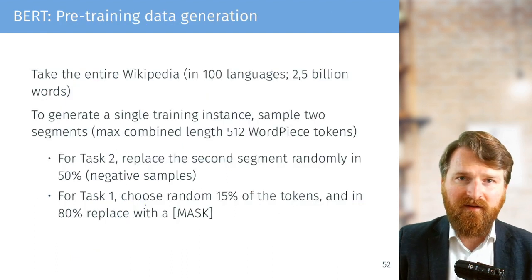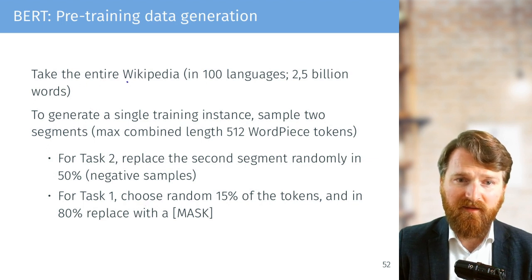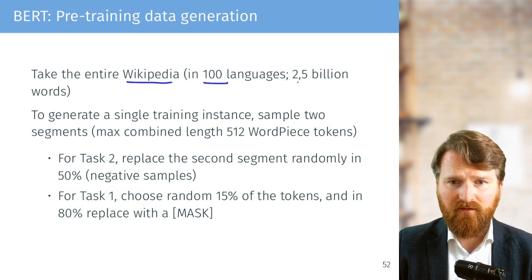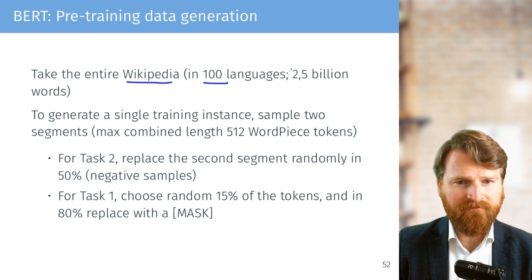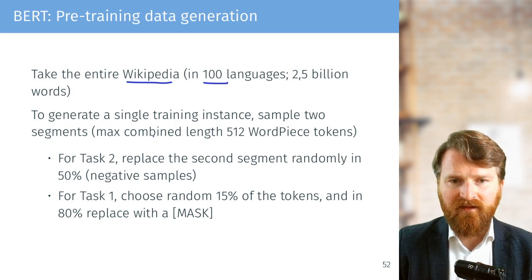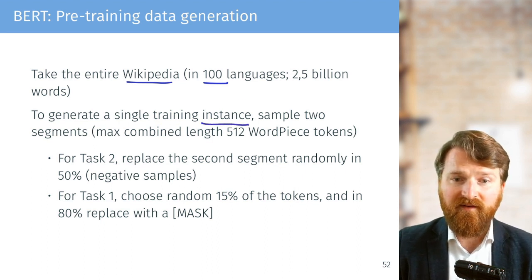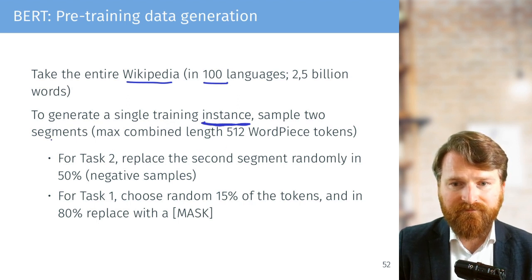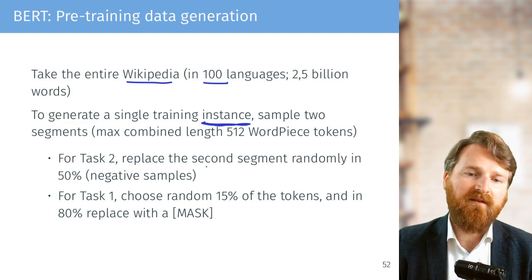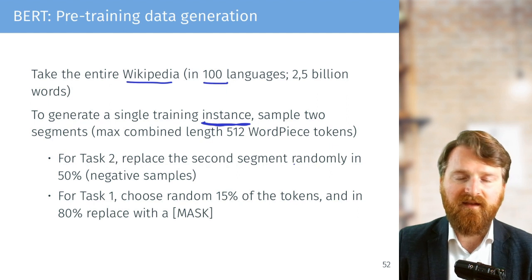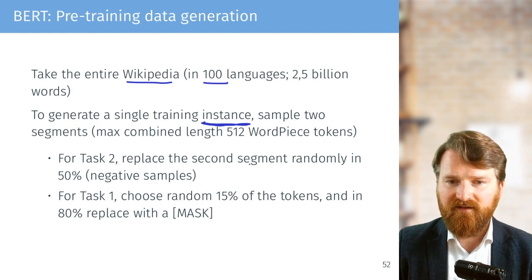So where did the original BERT authors take the data? They took the entire Wikipedia corpus in 100 languages, so 2.5 billion words, quite a big thing. And to generate instances for training deep learning models, they sampled 2 segments, and for the second task, they replaced the second segment randomly. So they didn't swap them; they just replaced the second segment with some other random text.